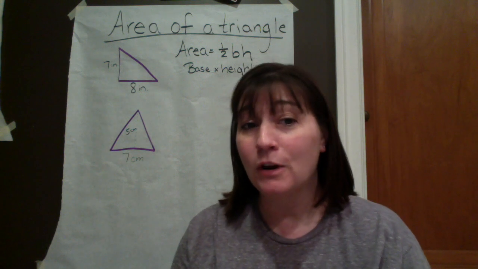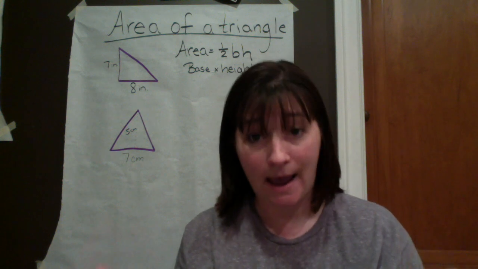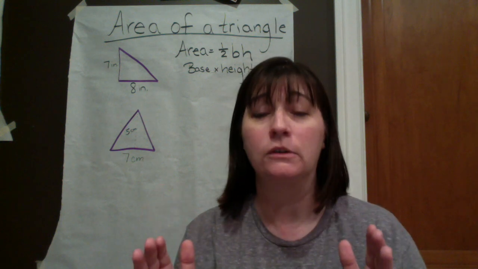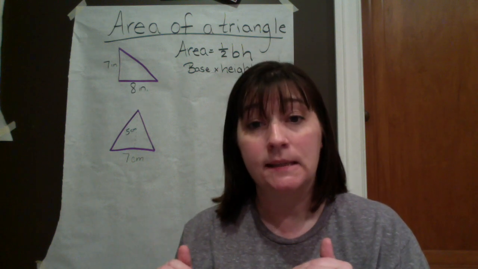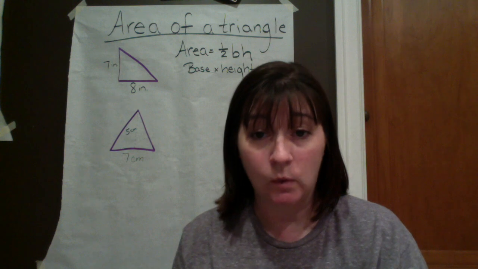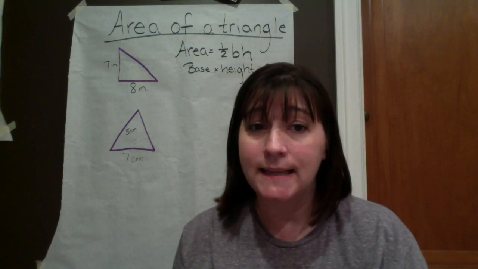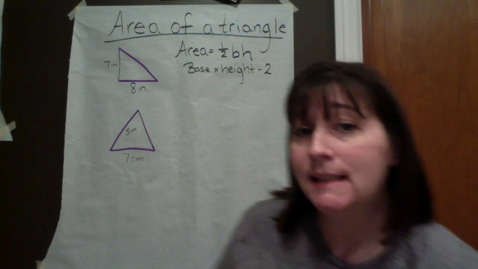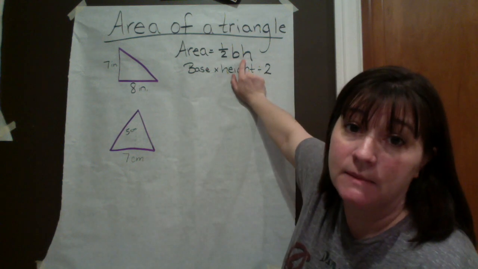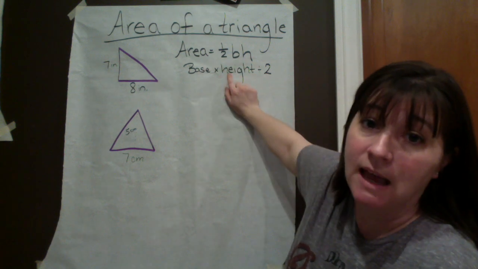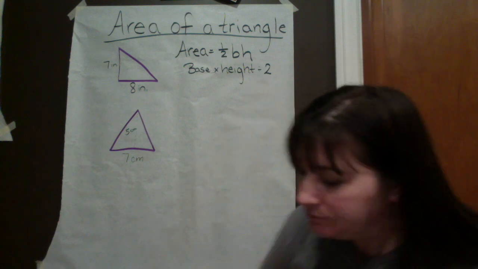But remember, a triangle is just a rectangle cut in half. So with a rectangle we find the area by taking base times height, or length times width. With a triangle, it's the exact same thing. We're going to take half of the base times height, or we'll take the base times height and then divide it by 2 so we can split it in half.